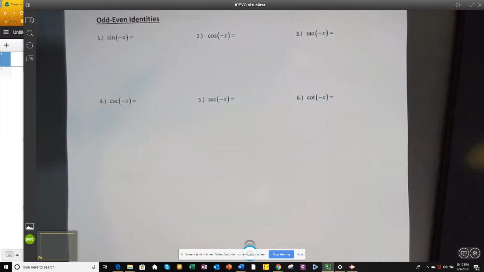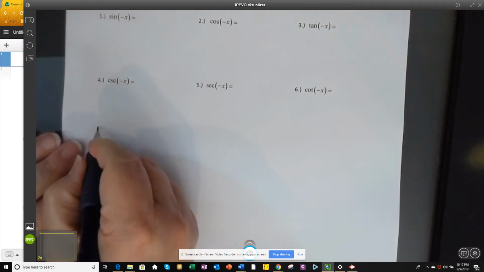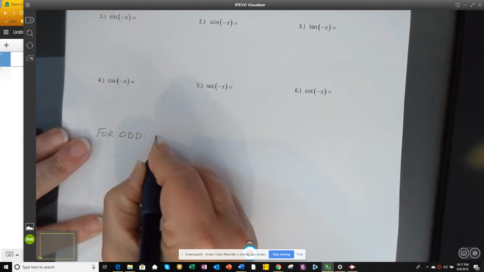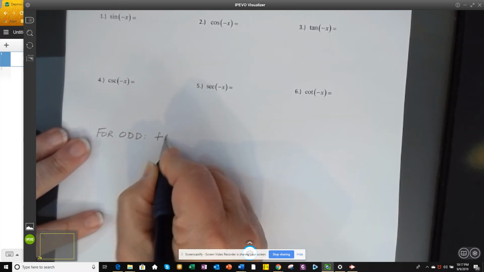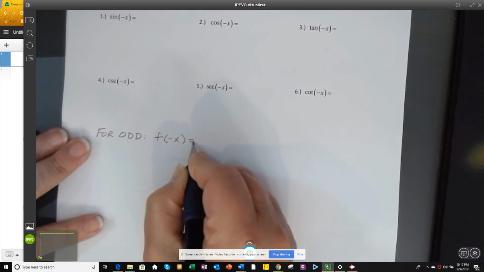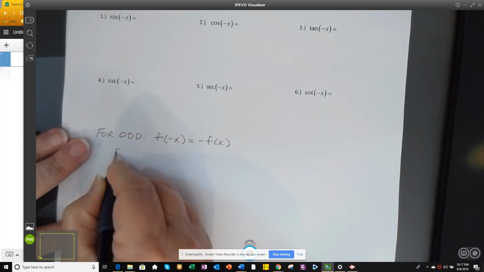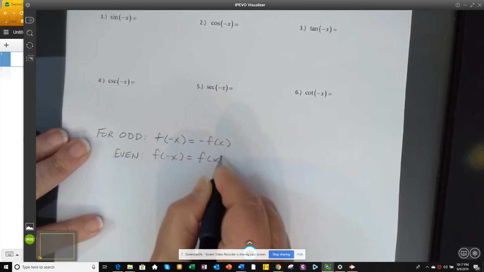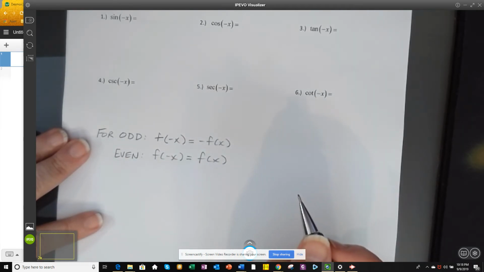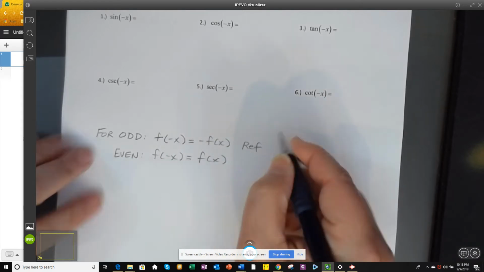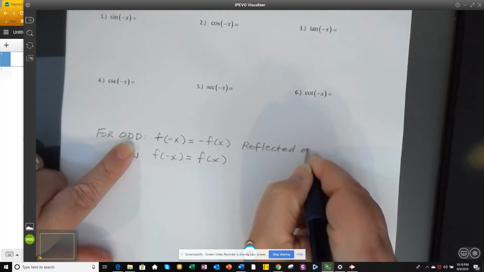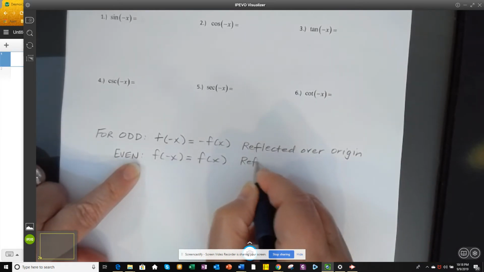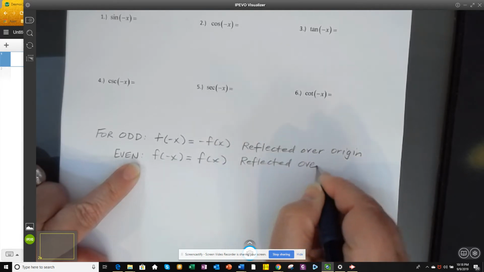Okay, so let's review what it means for a function to be odd. Remember, back in the day in Algebra 2, for odd you would say f of negative x equals negative f of x. And for even, you would say f of negative x is equal to f of x. Graphically, the odd functions are reflected over the origin, and the even functions are reflected over the y-axis.